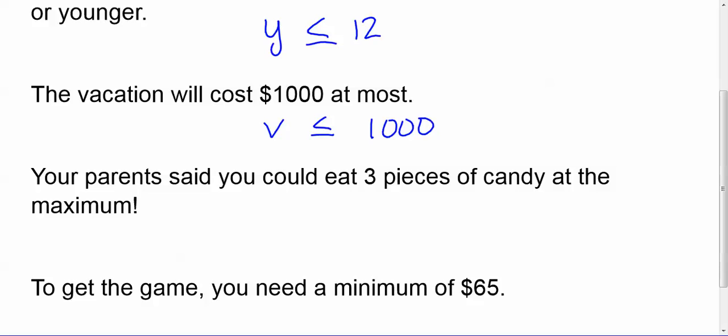Your parents said you could eat 3 pieces of candy at the maximum. You better not eat more than 3 pieces. So you're comparing your candy intake. So I'm just going to pick C for candy. Comparing it to 3 pieces that your parents said you could have at most. That's a maximum. So what you eat, the candy you eat, how should that compare to 3? Leliana. Less than or equal to. Very good. Less than or equal to.